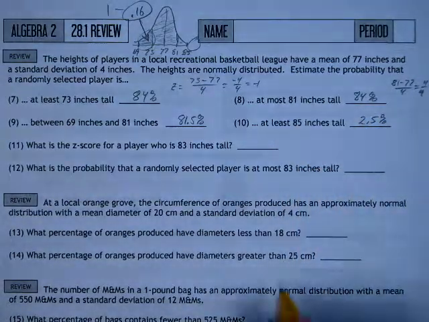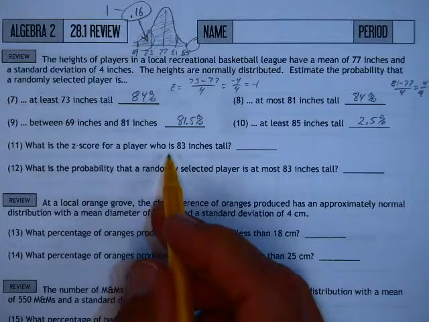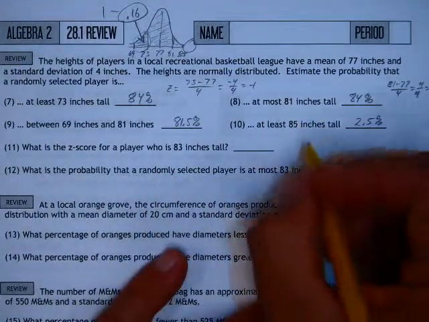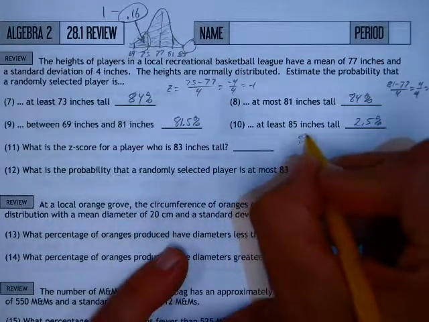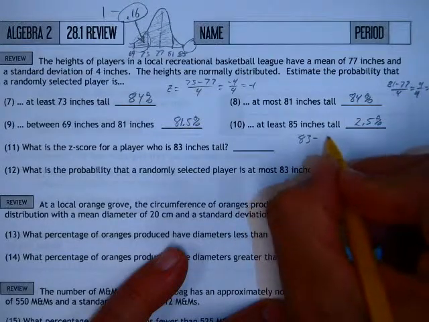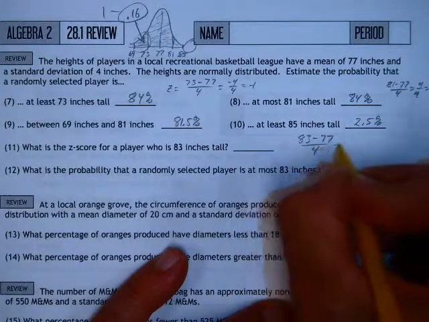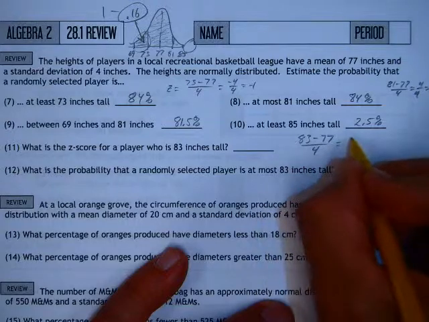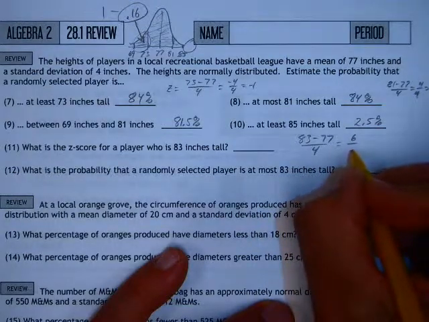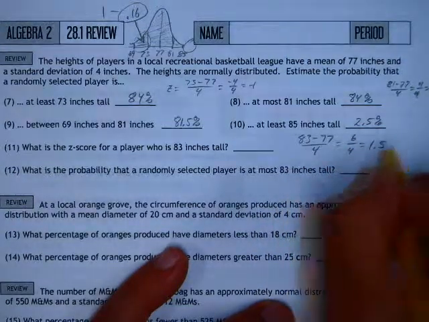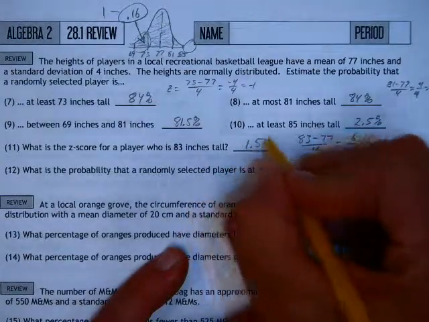So this is 2.5%. And the z-score of a player who's 83 inches tall, we did these z-scores earlier, that was probably overkill. 83 minus 77 divided by 4. 83 minus 77 is 6. 6 over 4 is equal to 1.5. So your z-score is 1.5.